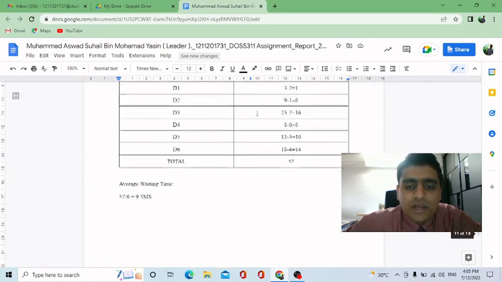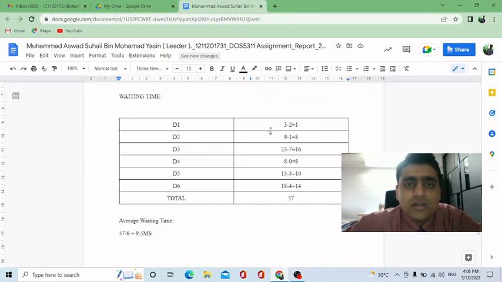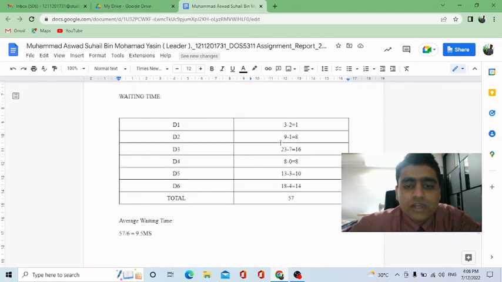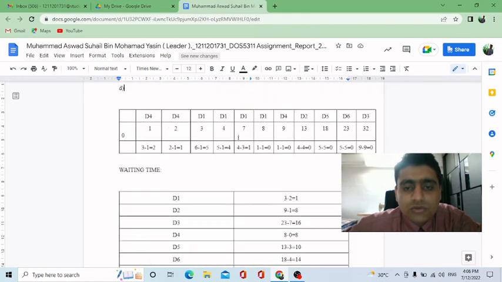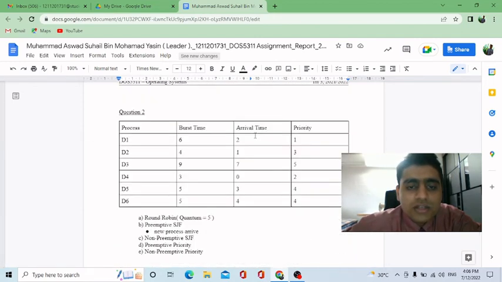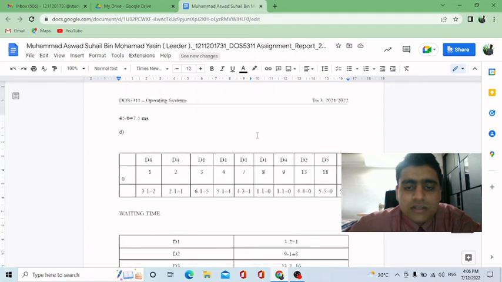For D1, we need to minus 3. We need to take 3 from here to be minus with 2, and same for D2. We need to take the D2 process from here, 9, and we need to minus the arrival time of D2, that is 1. Then we will get the answer.